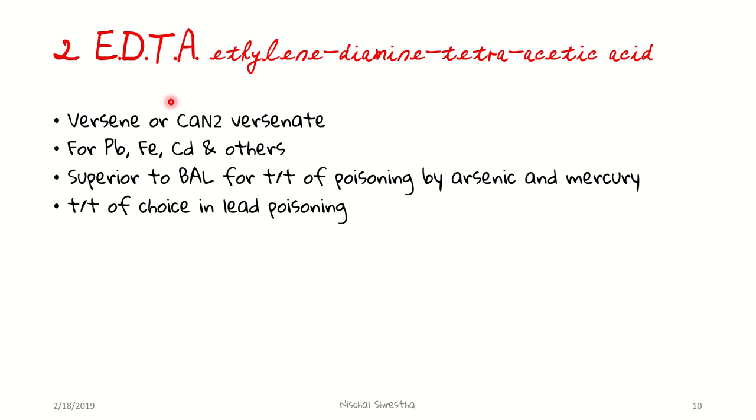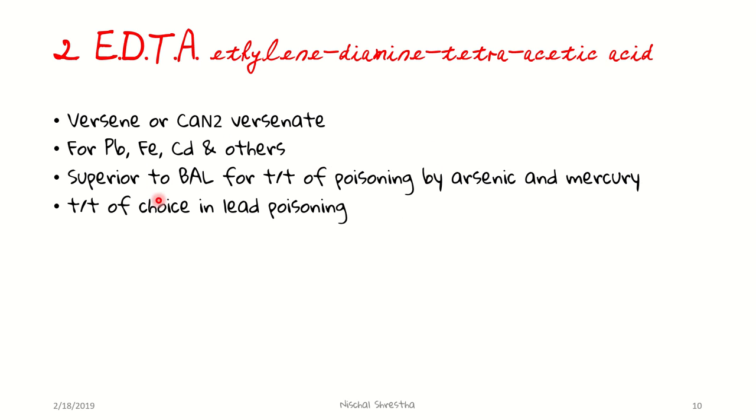Similarly, BAL is not efficient in case of lead poisoning. To be used in case of lead poisoning, it has to be combined with EDTA. So EDTA is superior to BAL because it can be given in case of lead poisoning, iron and cadmium poisoning also. And also it is superior to BAL for the treatment of poisoning by arsenic and mercury.